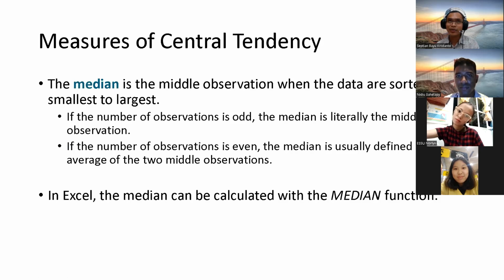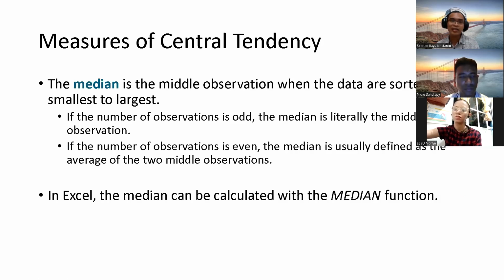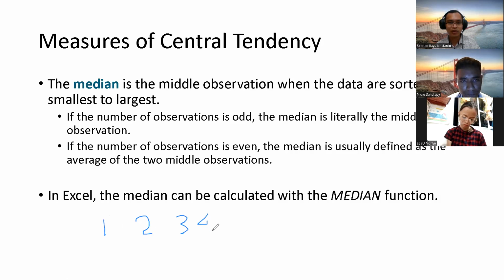The second is about the median. The median is like the middle observation or the middle value in the data. So if you have 5 data, let me give you some examples: 1, 2, 3, 4, and 5. The median is the middle of observations. So you need to rank your data, rank your numbers, and we can find the median.